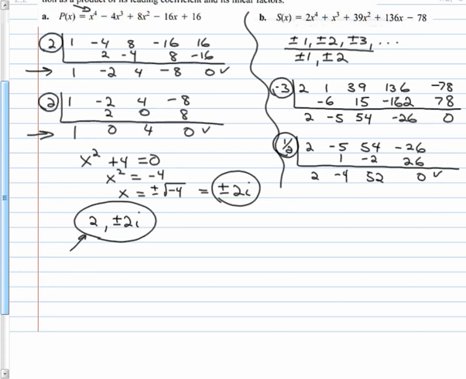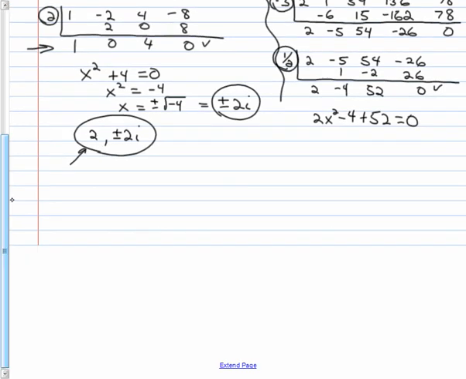Now I started with a 4th degree. This is a 3rd degree. Then there's a 2nd degree. And as soon as I get to my 2nd degree, I'm not going to continue with my synthetic division. I'm going to use other techniques. I could try to factor this. May not factor too well. So I could go to the what? Quadratic formula.